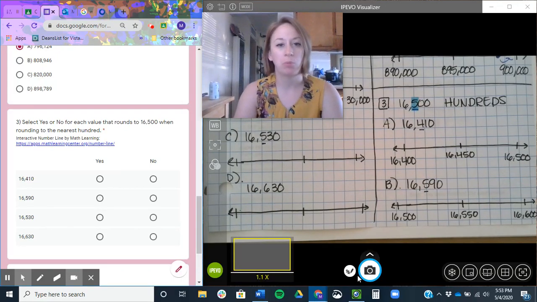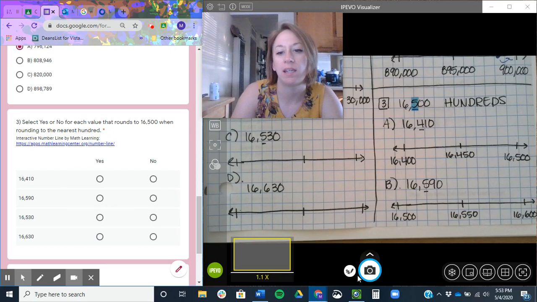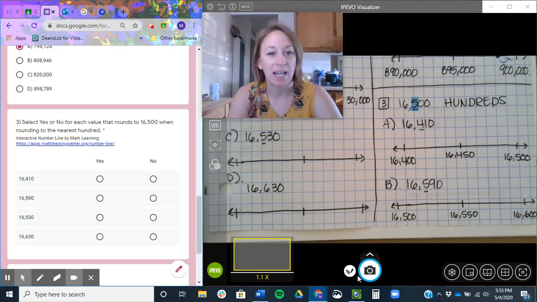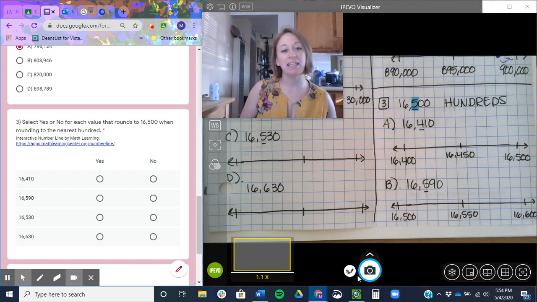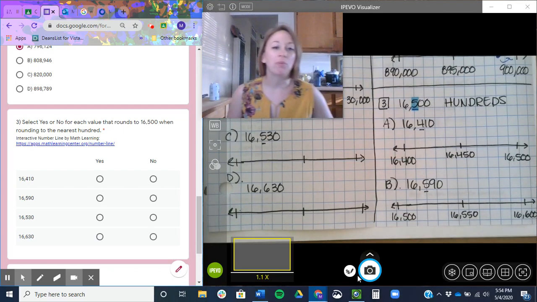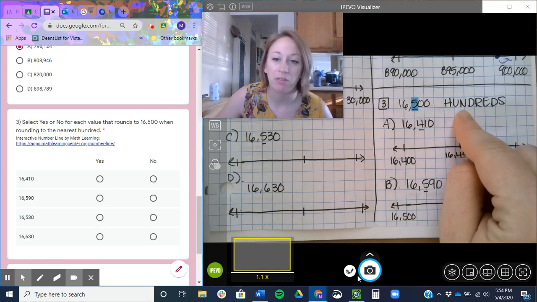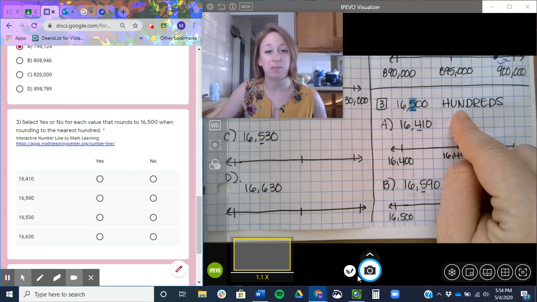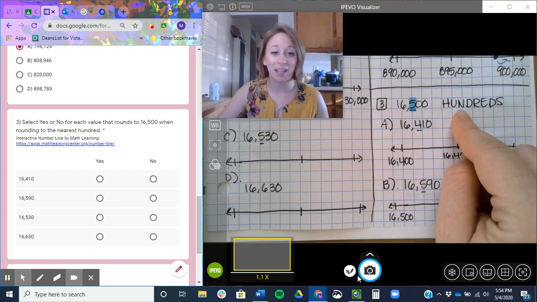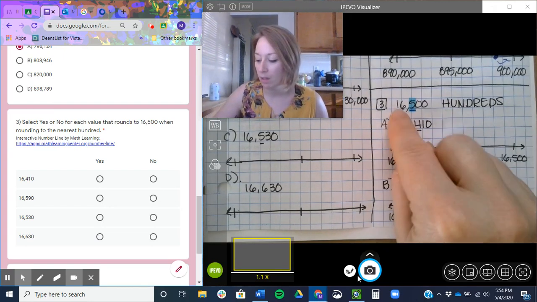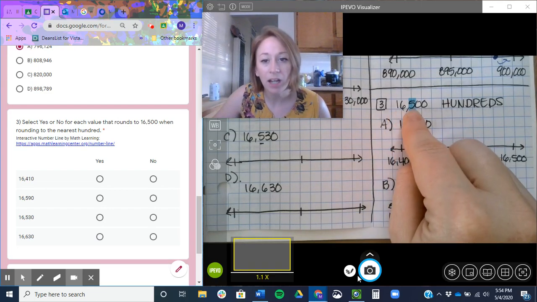Welcome back. I had to move my head up here so that we can see all of what's happening here. Question number 3 says, select yes or no for each value that rounds to 16,500 when rounding to the nearest hundred. So I made a note that I'm rounding to the hundreds place, so I'm consistently looking at the hundreds digit. The hundreds digit in 16,500 is 5.